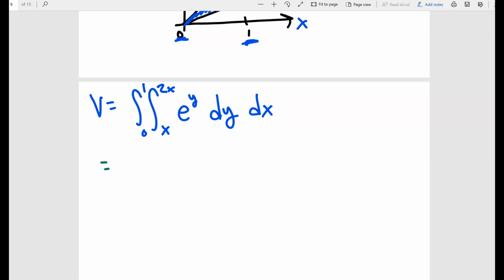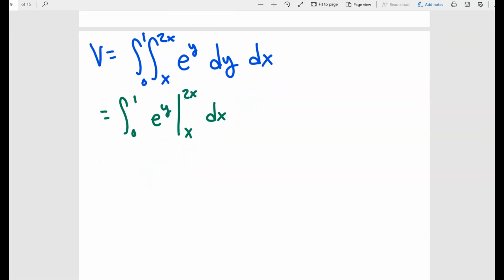Let's start off with the inside. I'm going to have the integral from 0 to 1. The integral of e to the y is just still going to be e to the y, between x all the way to 2x, dx. All right, so I'm going to have the integral from 0 to 1. I'm going to plug that in. I'm going to have e to the 2x minus e to the x dx.